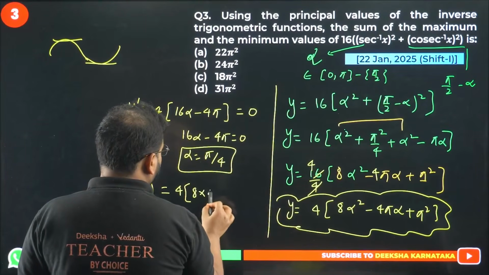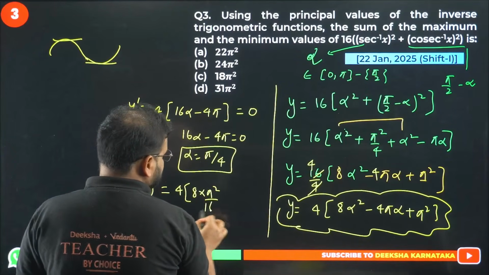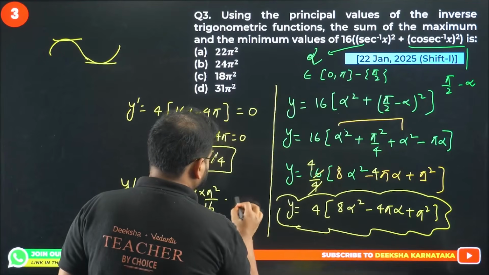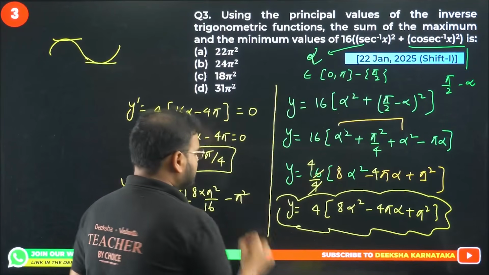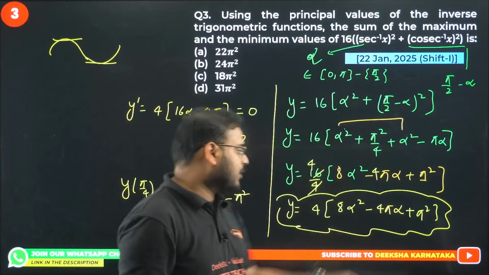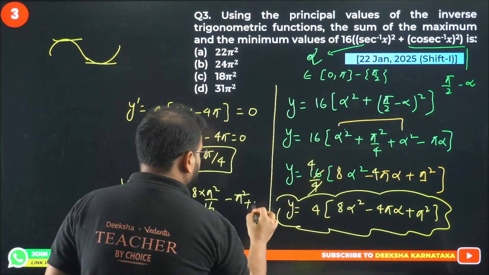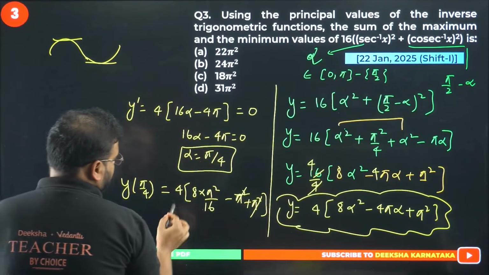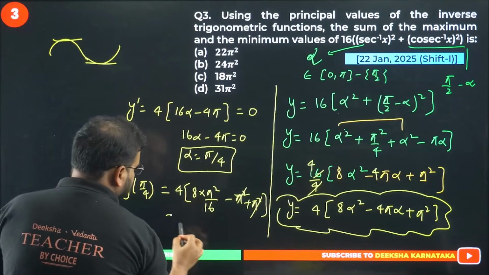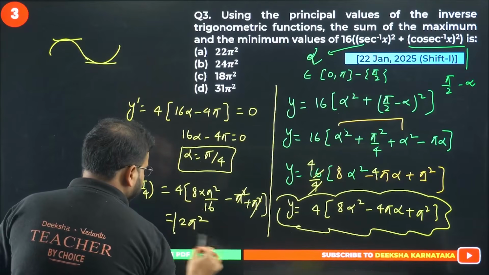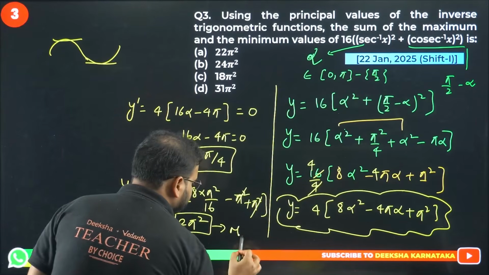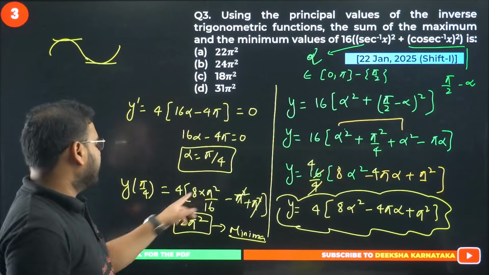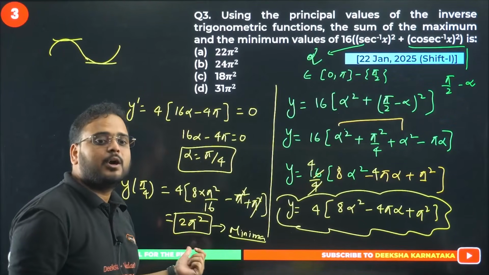So 8 into pi square by 16, and I get here, this is pi alpha, so pi square. If you put pi by 4, 4 and 4 will be cancelled, you get pi square, that is again plus pi square. So cancel. My answer will become, please check, 8 for the 32 divided by 16, simply 2 pi square. This is my minima.